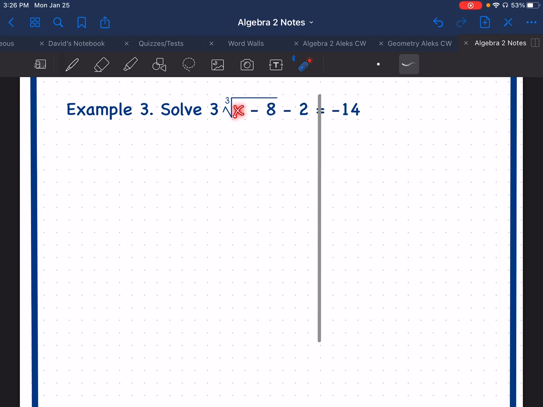So I'm going to get rid of the minus 2 first. Then I'm going to get rid of the division by 3, or the multiplication of 3. Then I'm going to get rid of my cubic root. And last, I will get rid of the minus 8. Here we go. So let's go ahead and start by adding 2. Now it is negative 14.